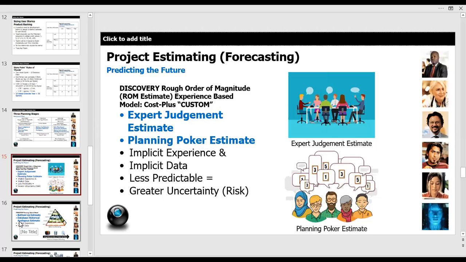The lower the number, the lower the risk; the higher the number, the higher the risk. Also, at this stage of planning, you're not really using hard data to come up with information. We call this cost-plus custom projects. These are very expensive because, like custom clothing, they're completely unique.